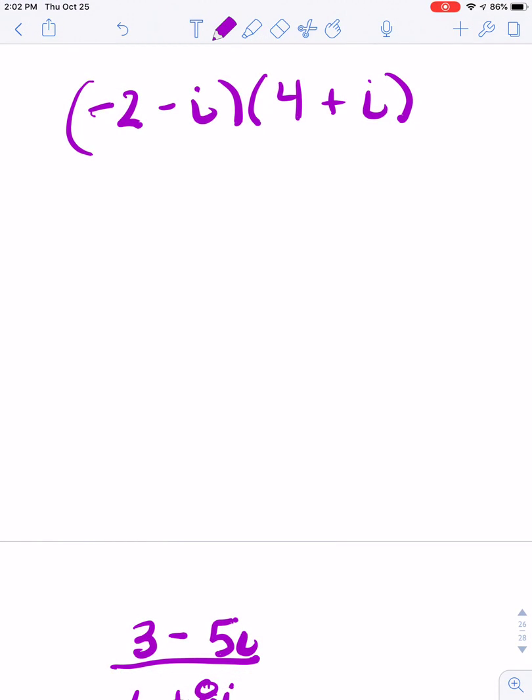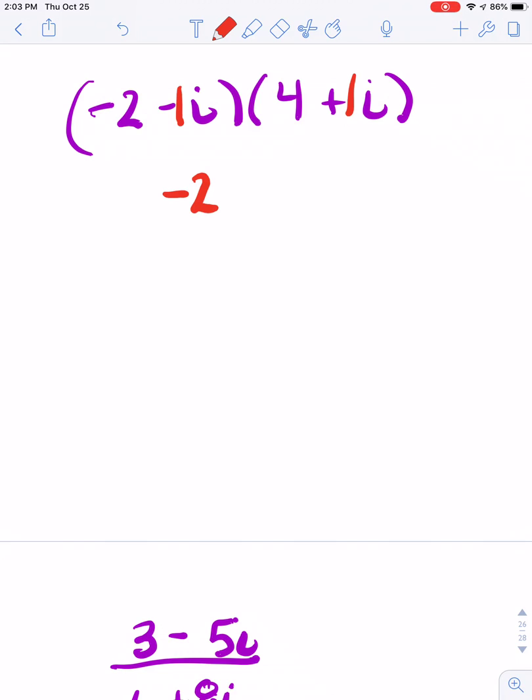Okay guys, let's go through some examples of how to multiply and divide or use a complex conjugate with imaginary numbers. So if I look at the example that I have here for multiplying, I have -2 minus i. Now remember, I assume there's a 1 there. And then I have 4 plus i, so I assume there's another 1 there. Now to be able to multiply those together, we just set up the box method.